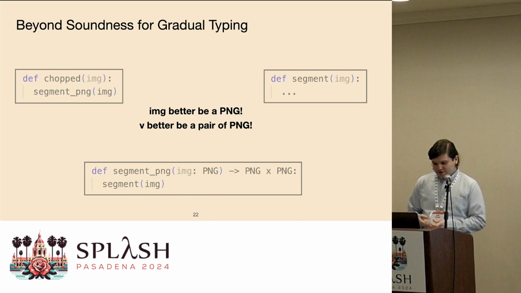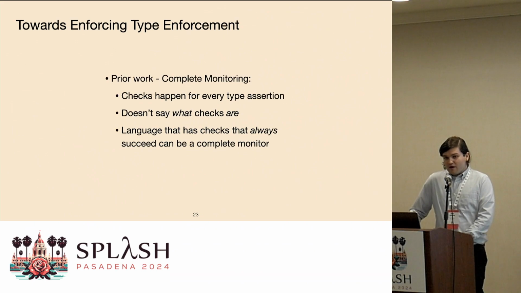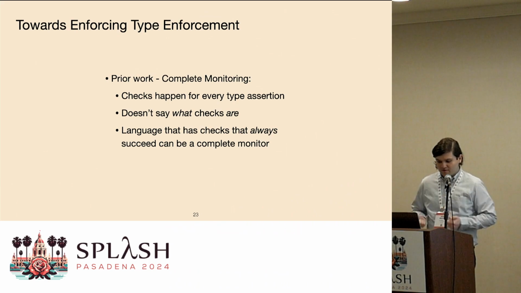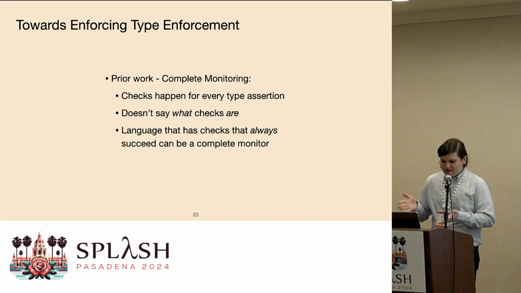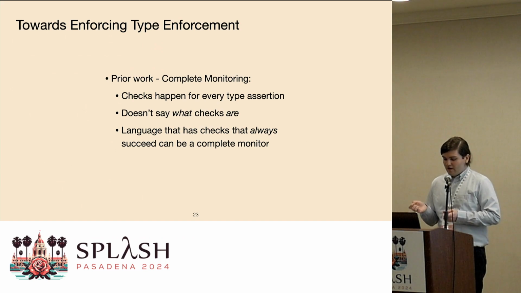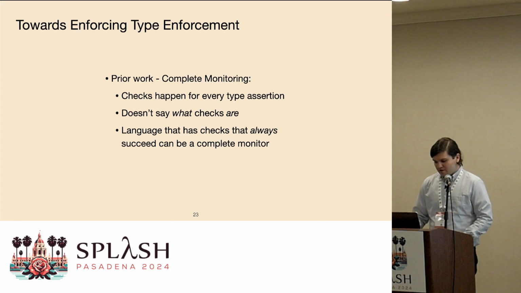So now there's the question of how do we know these insertions are actually enforced? In the prior work, complete monitoring, they prove a syntactic theorem that basically says that at every one of these type assertions, there is some check that happens. However, because it's syntactic, they actually don't have a way to precisely say what those checks are. So at best, they can say that some check happens. So in particular, there can be languages that have checks that always succeed, and that can still be a complete monitor. So it's not quite the property we're looking for here.